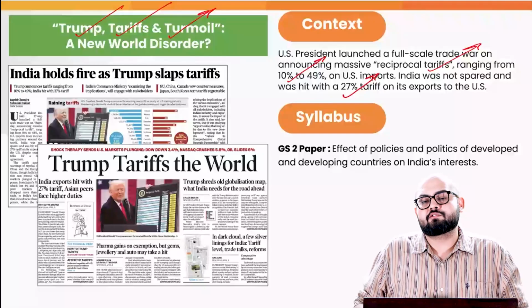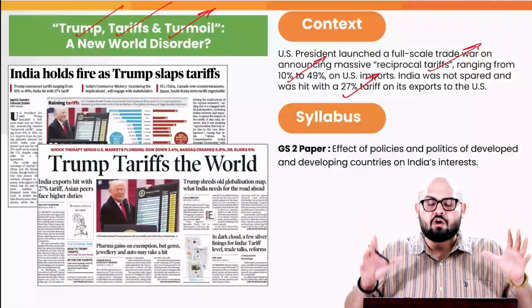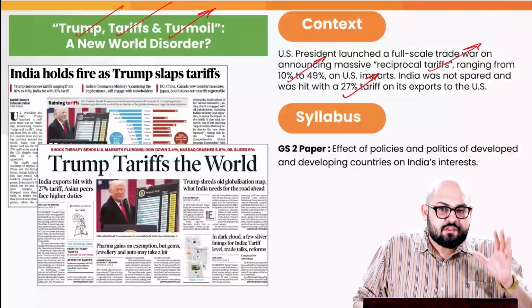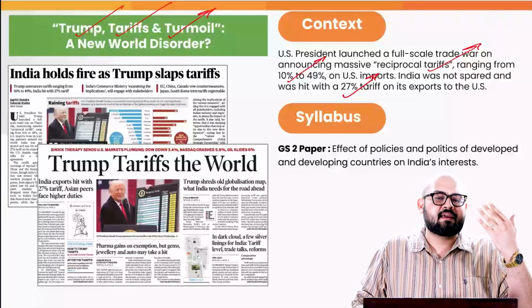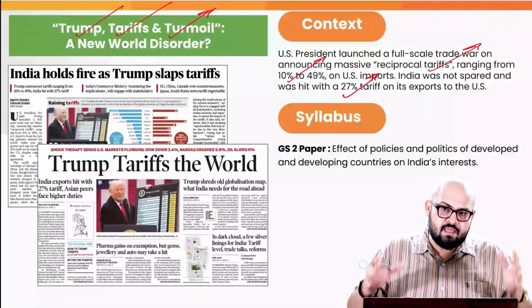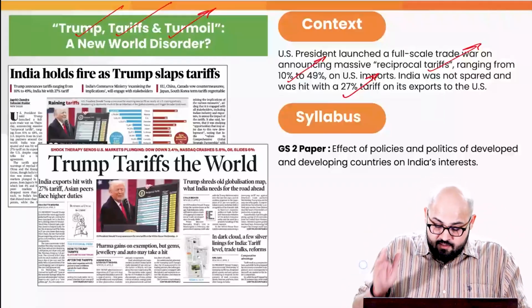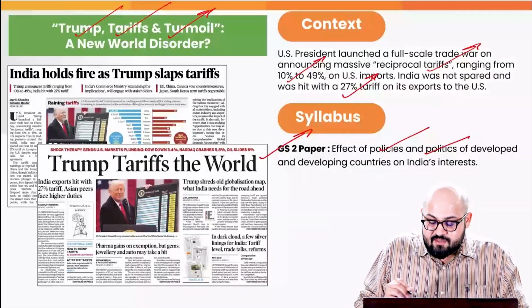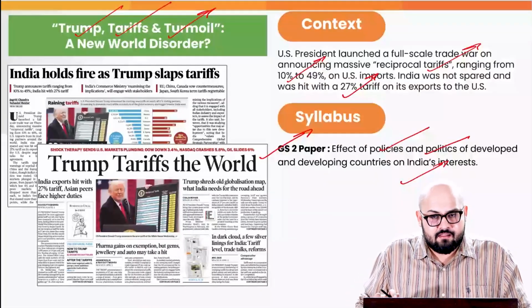Now, what we'll talk about today is what world order is all about and what are the policies of Donald J. Trump, which highlight economic nationalism, and what impact it can have on the world, including India, and what can be the way forward. Now, this is with respect to GS2, effect of policies and politics of developed and developing countries on India's interests.